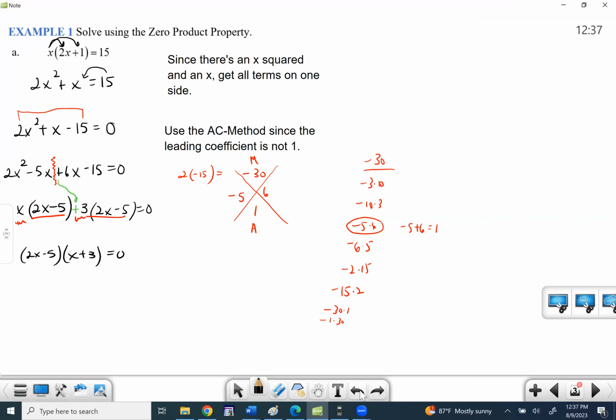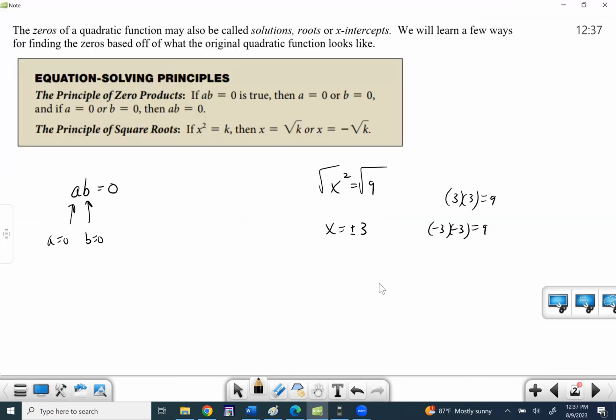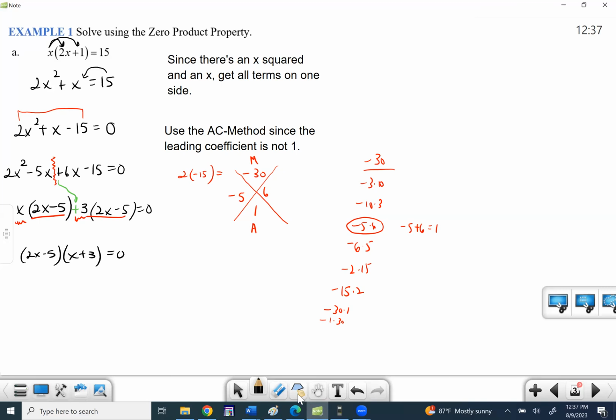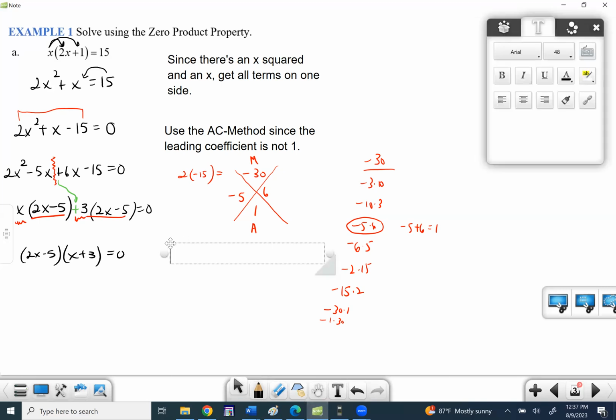Okay, now we're at the point where we can use the principle of zero products, right? Just make sure that the principle of zero products. All right, so I'm going to type that in here so you understand how this relates to that very first slide. Okay. So remember that principle says if A times B equals 0, then A equals 0 or B equals 0. Okay. So we have that.